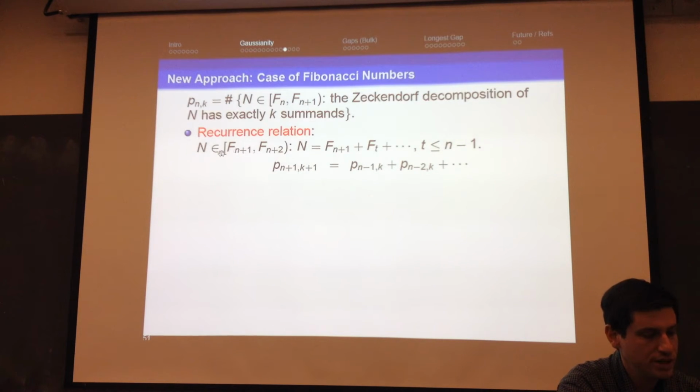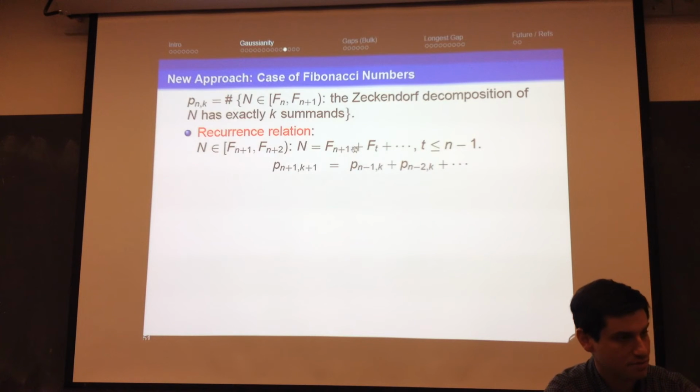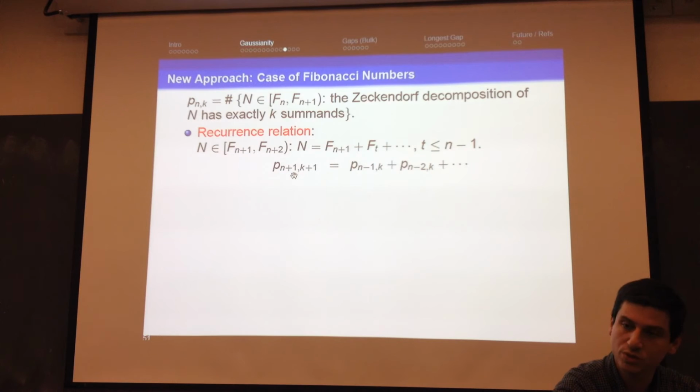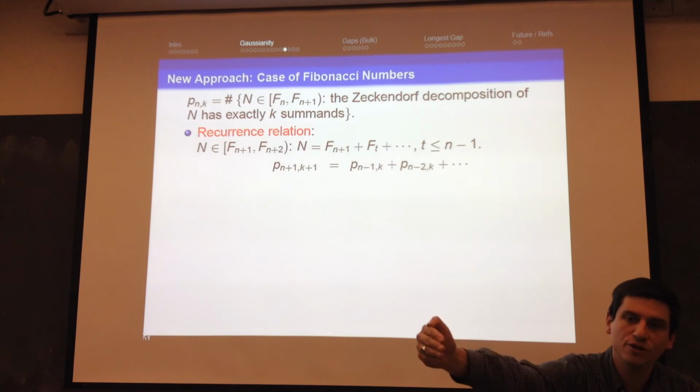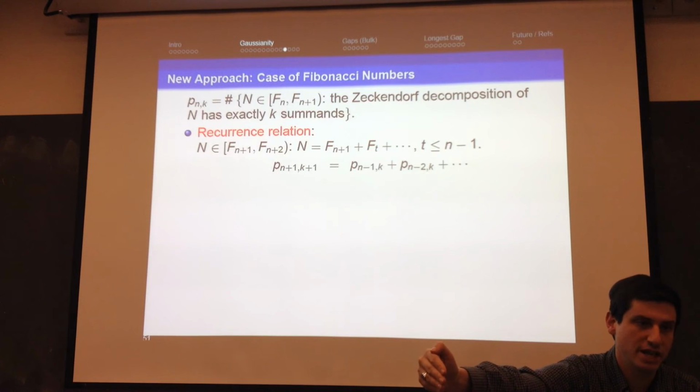So let's count how many n in the interval [f_{n+1}, f_{n+2}) have exactly k summands. Well, that's by definition P(n+1, k+1). I have to have f_{n+1}. I can't have f_n, but I could have f_{n-1}. If I have f_{n-1}, how many remaining summands do I have? Including that, I have to get to k plus 1 summands total. If I have f_{n-1} as a summand, then f_{n-1} plus all the remaining summands must add up to k summands.